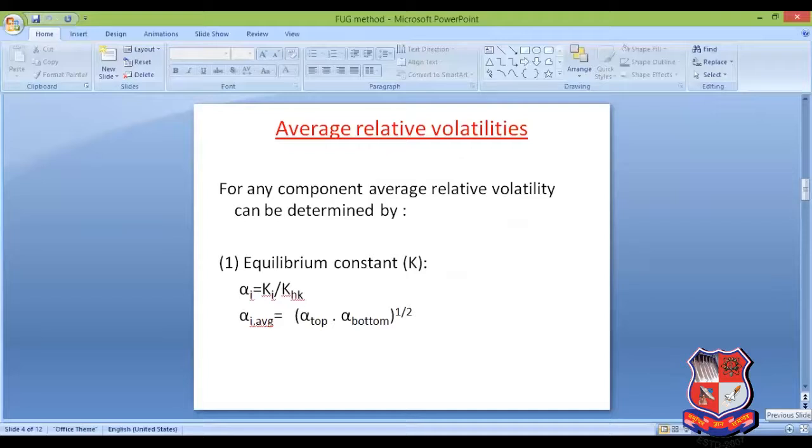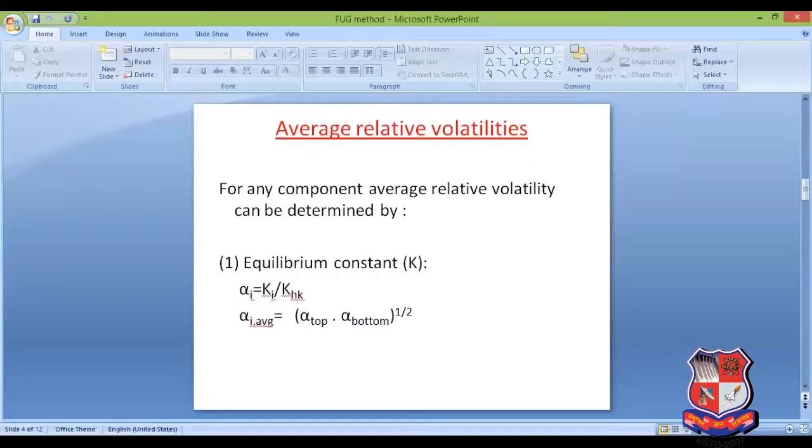So to determine the relative volatility of a particular ith component, you find out the value of K, and it should be divided by the value of K of the heavy key, right? Now, as you all know, this volatility changes with respect to temperature, right? So that's why we use the word average relative volatility.